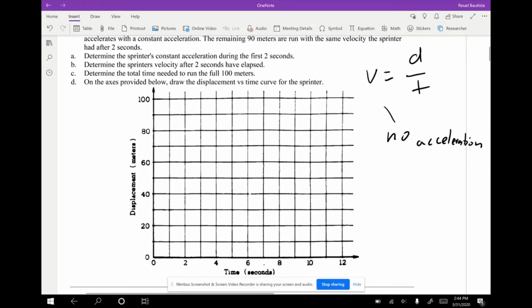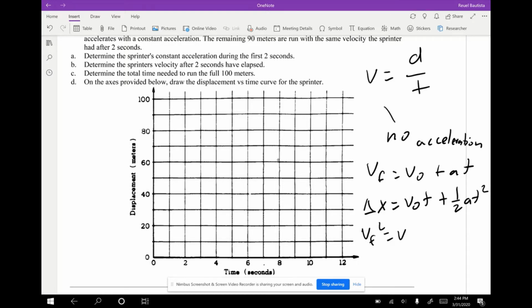Remember, Vf is equal to Vo plus at. Then we have change of x is equal to Vot plus 1/2 at squared. And then finally, we have Vf squared is equal to Vo squared plus 2a change of x. So these are all the kinematics equations. We use these 3 equations if there is acceleration, right?